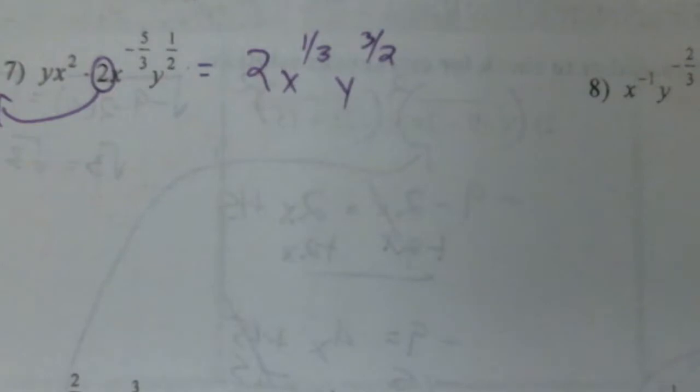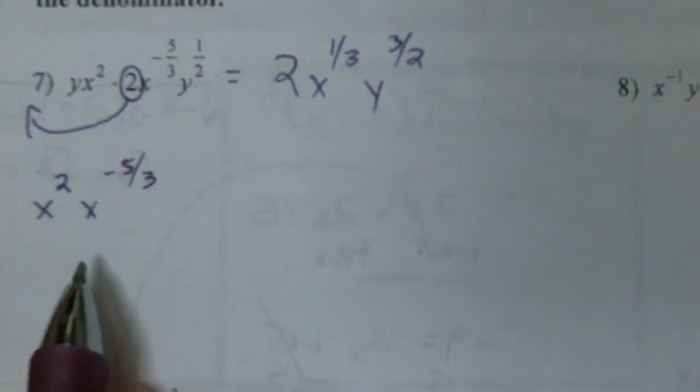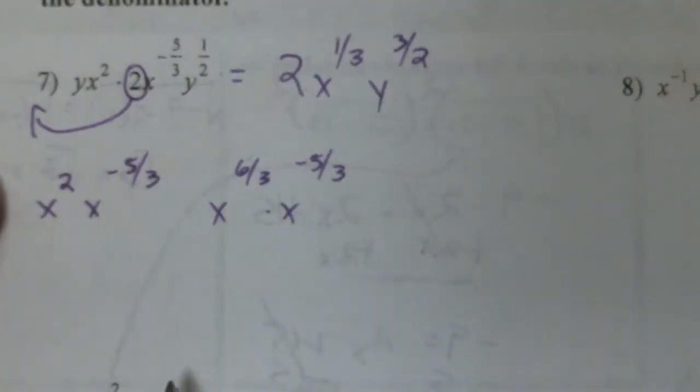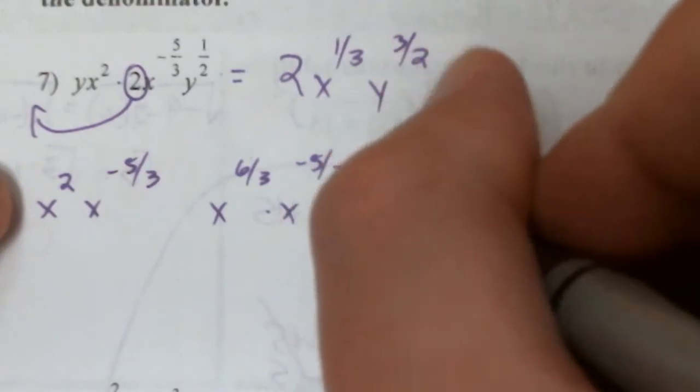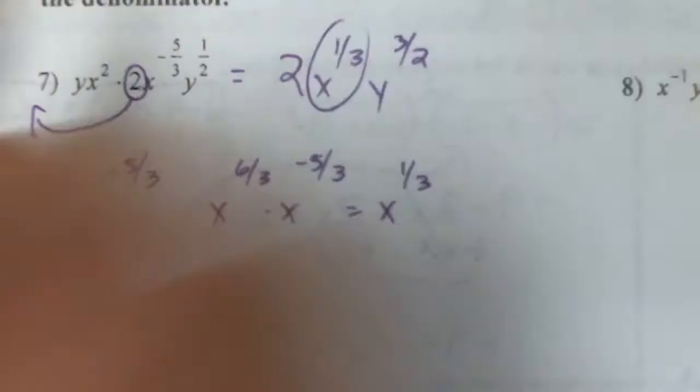Now, if you want to get a common denominator for all of these, which is fine, I've got x squared, and then I've got x to the negative 5/3. What's the common denominator? Common denominator is 3. So that guy needs a 3 over 3. So this will be x to the 6/3 times x to the negative 5/3. Okay, and then I just add. That's going to be x to the 6 minus 5 over 3. That's going to be x to the 1/3. Well, that's what we got up here.